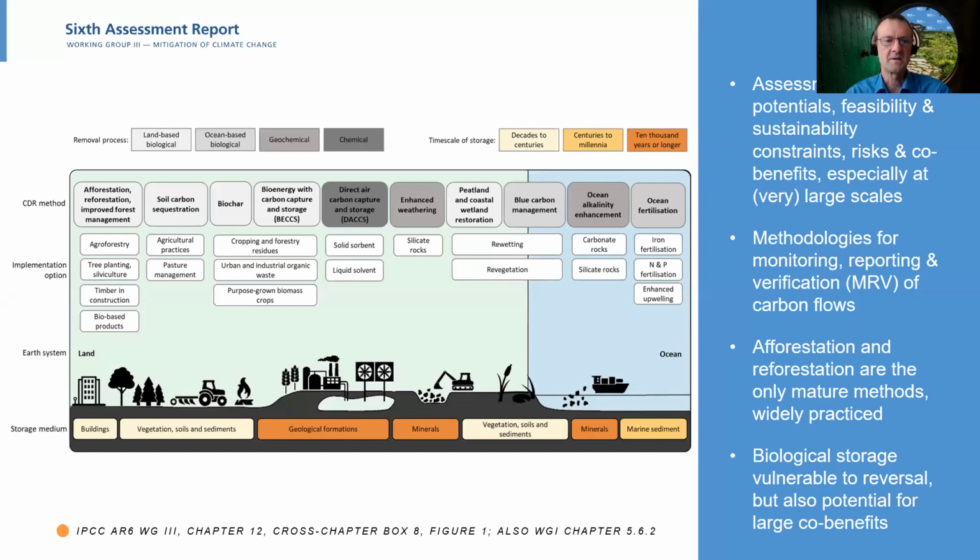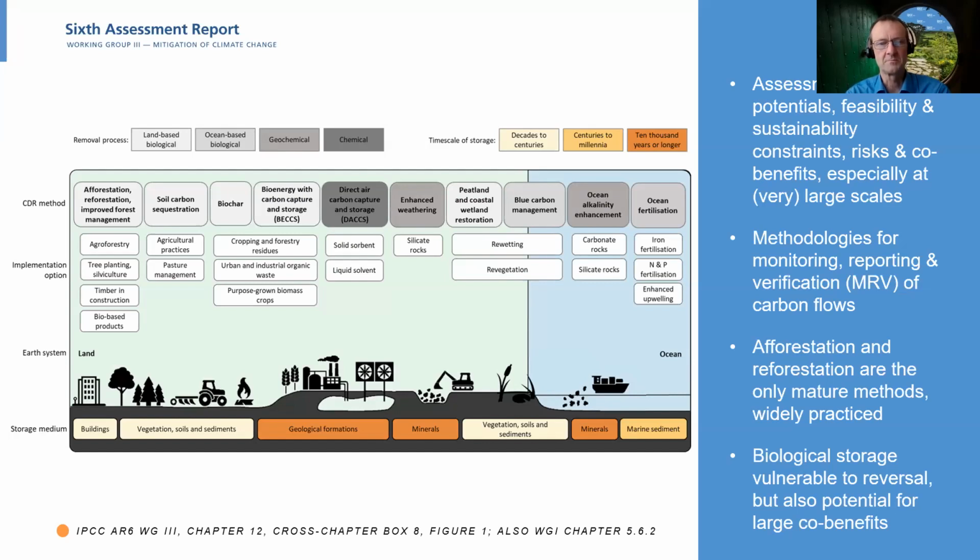Now, the IPCC has undertaken a very detailed, comprehensive assessment of a wide range of CDR options. I'm not going to go through them in detail. I would just like to point you to Working Group 3, Chapter 12, which provides an overview, but equally Working Group 1 from a physical science perspective in Chapter 5. So it's a comprehensive assessment of the potentials, of sustainability, of constraints, of risks and co-benefits, and especially at large scales as well. There's also discussion about the methodologies for monitoring, reporting, and verification of carbon flows.